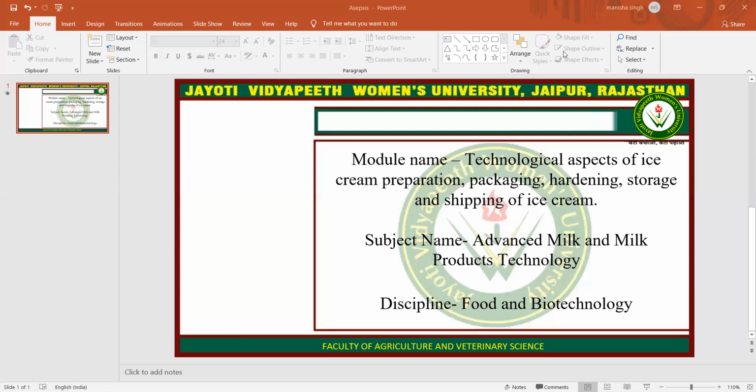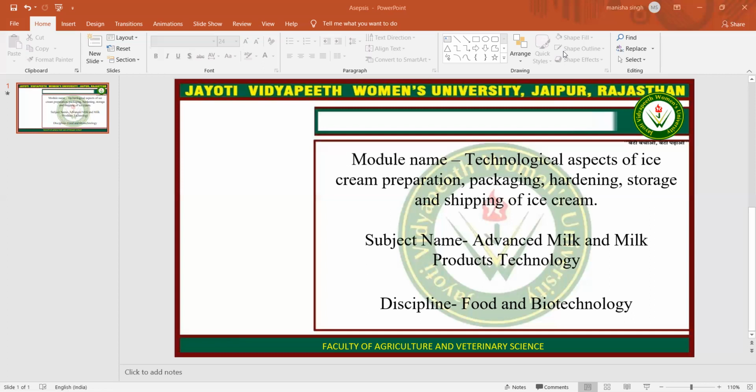Next step is hardening and storage of ice cream. When the ice cream is drawn from the freezer, it has a semi-fluid consistency. The freezing process is therefore continued without agitation during hardening until the temperature of the ice cream reaches minus 18 degrees Celsius. Quick hardening is desirable as slow hardening leads to formation of large ice crystals and porousness in ice cream.